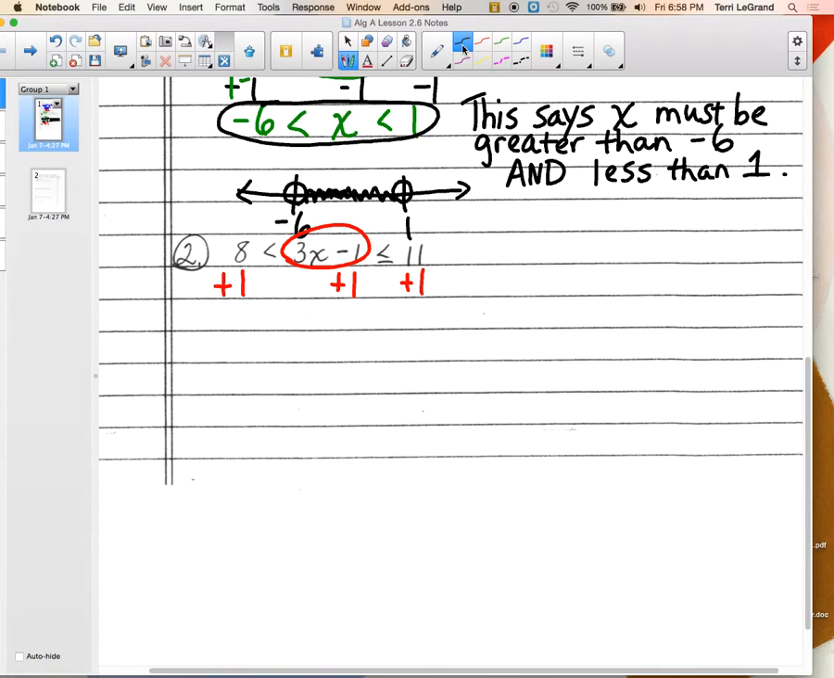So now we have 8 plus 1, which is 9, is less than 3x, which is now alone. We've gotten rid of the 1. Is less than or equal to 11 plus 1, 12. Okay. Well, it's not just x in the middle, it is 3x. So we look at that and say, what do I have to do to get x alone? I have to divide by 3. If I do that there, I have to do it in the region to the left and in the region to the right. All 3 regions have to be divided by that 3.